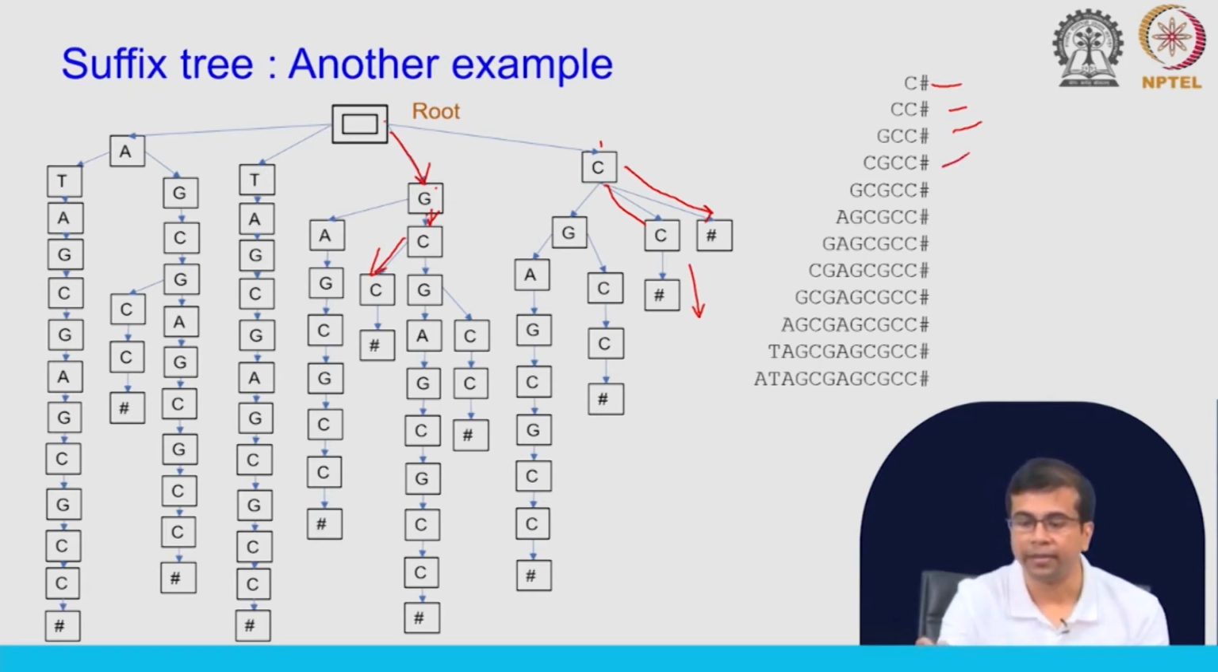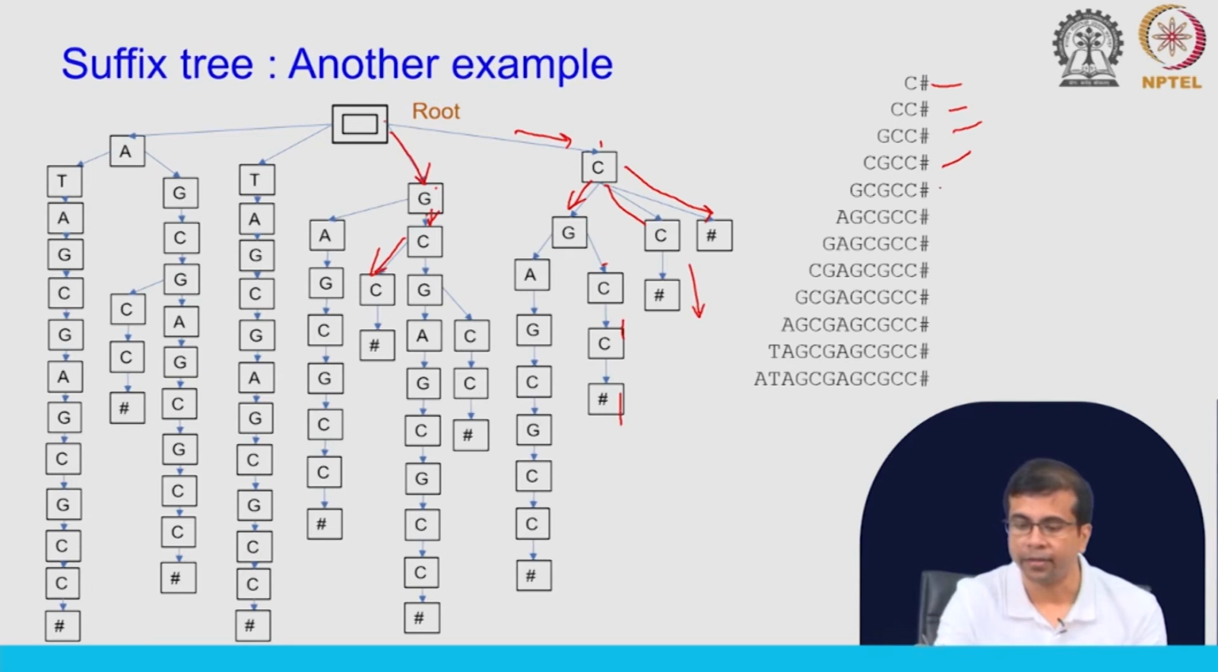Then we have CGCC. One thing we have seen is that this root to C path already exists, so we will utilize that, but there is no C to G path yet. So, we will have to add that node here, and then we will add this G to C, C to hash. So, we have reached the leaf and this represents this suffix.